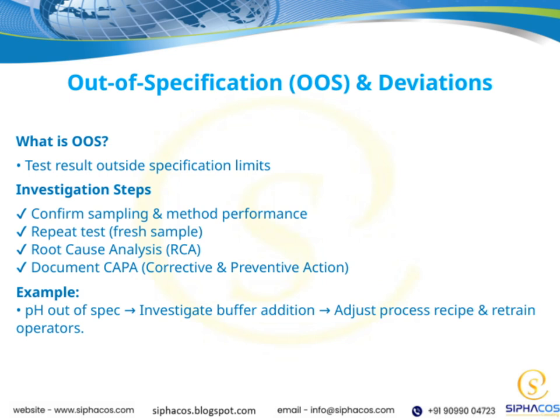Let me give you an example to illustrate this. Suppose we find that the pH of a batch is out of specification. Our investigation might reveal that the buffer addition was not correct. Based on that, we would adjust our process recipe accordingly and retrain the operators involved. This ensures that the process is corrected and that similar issues don't happen again. Understanding and properly addressing OOS results is vital to ensuring the quality and safety of our products, and it ties directly into our overall commitment to continuous improvement.